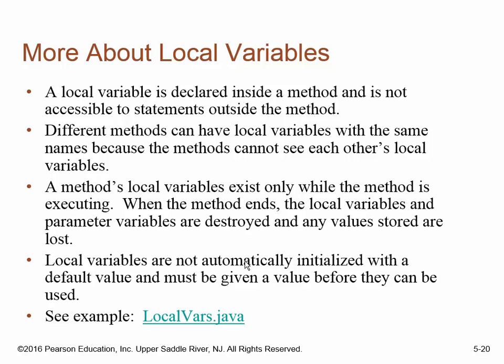Remember that a local variable, by default, is declared inside of a method. So it's not directly accessible to statements outside of the method. Different methods can have different local variables with the same name because they're different variables. A method's variables only last while the method is executing. When the method ends, the local variables are destroyed and any values are lost. Local variables are not automatically initialized.